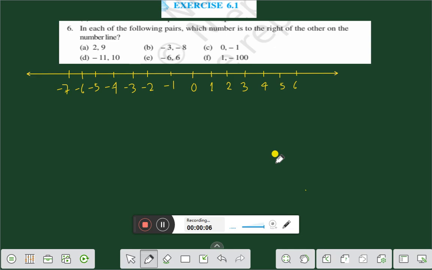In each of the following pairs, which number is to the right of the other on the number line? There are two numbers, 2 and 9. You have to say which number is to the right of the other. How will you know? You see, this is 0. If you go from this direction to the right, this is right.